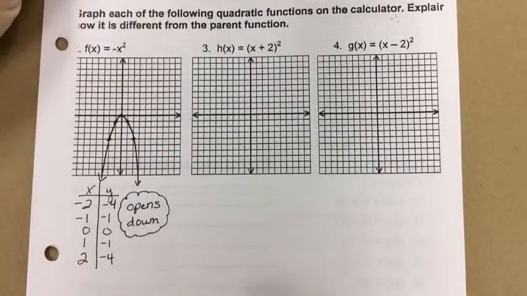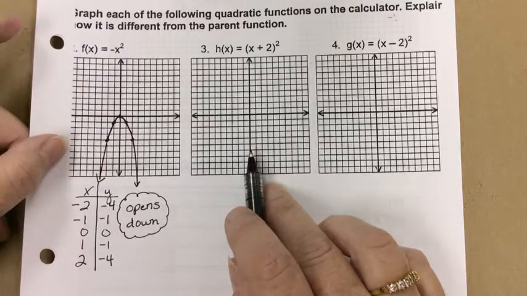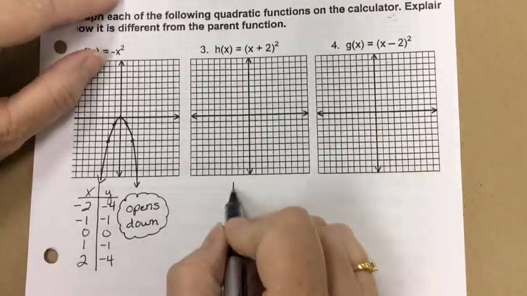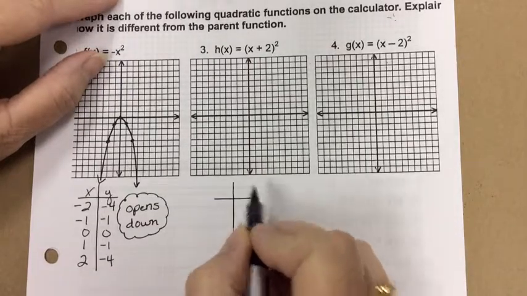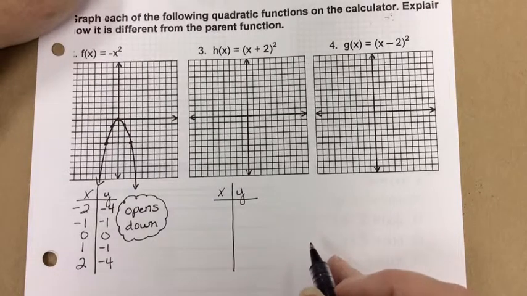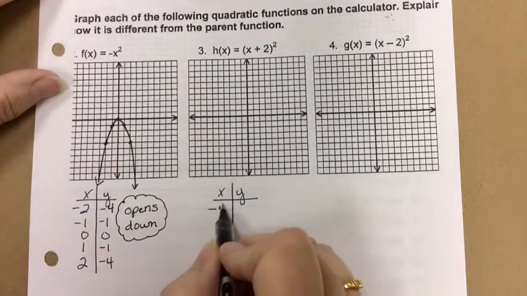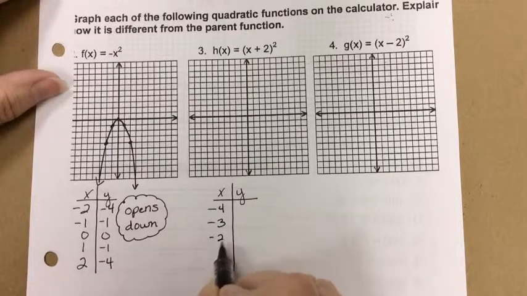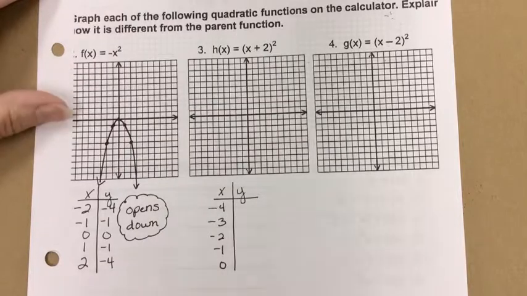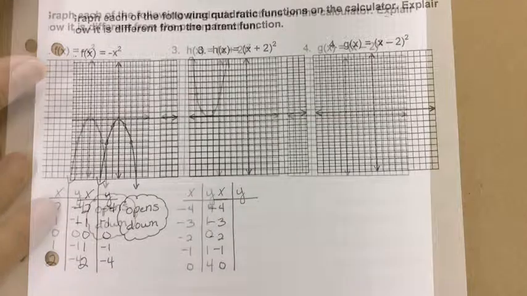Okay, so the next one that we're going to do is h of x equals (x plus 2) squared. We are going to do a table for this one. And I want you to use some different values for your table this time. I want you to use -4, -3, -2, -1, and 0 for your x values. So put the function in your calculator, get your y values, and let's graph it.